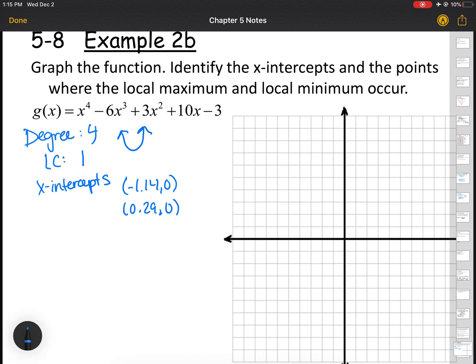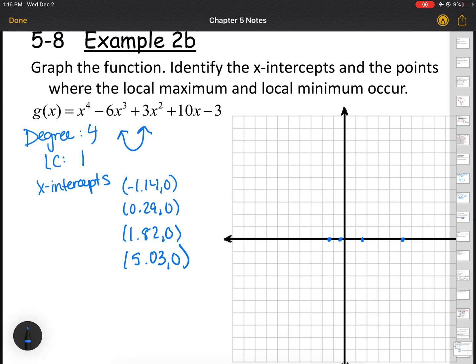0.290, 1.820, and 5.030. So if we kind of graph those, negative 1.14, 0.29, 1.82, and 5.03. Okay, there's where they're crossing the x-axis.